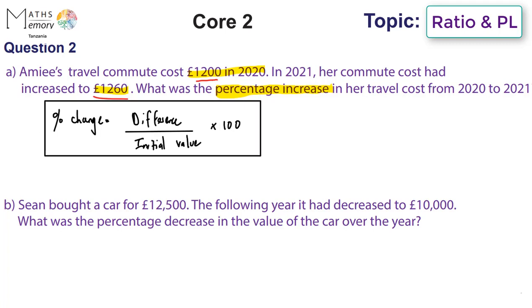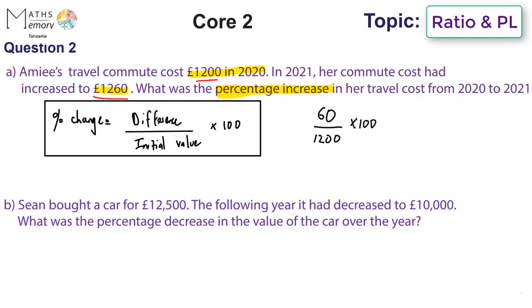Let's start with this. What is the difference, first of all, between these? The difference between 1260 and 1200 is simply 60. So 60 is the difference. If we look at this over here, difference, it's like an equal sign there. Difference over initial value. What do we start with? We started with, in 2020, £1,200. So we have this over this, and we times that by 100 as well. But don't worry too much about the 100. That will come to us at the end.